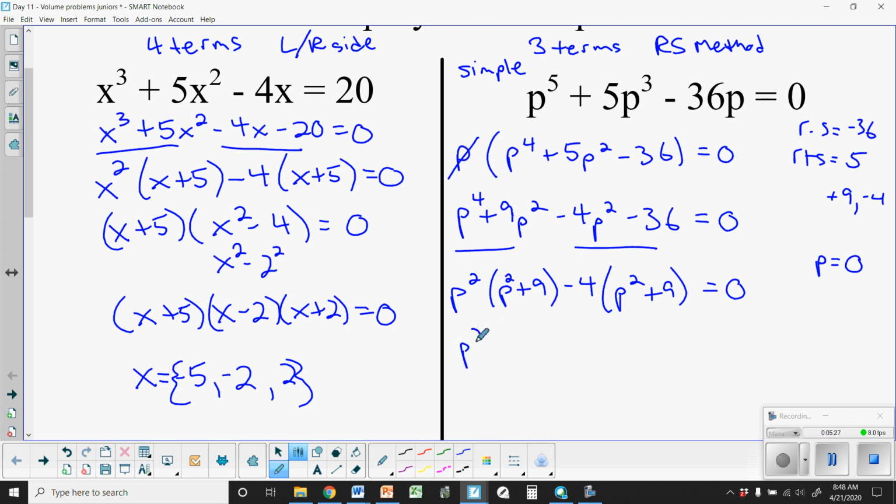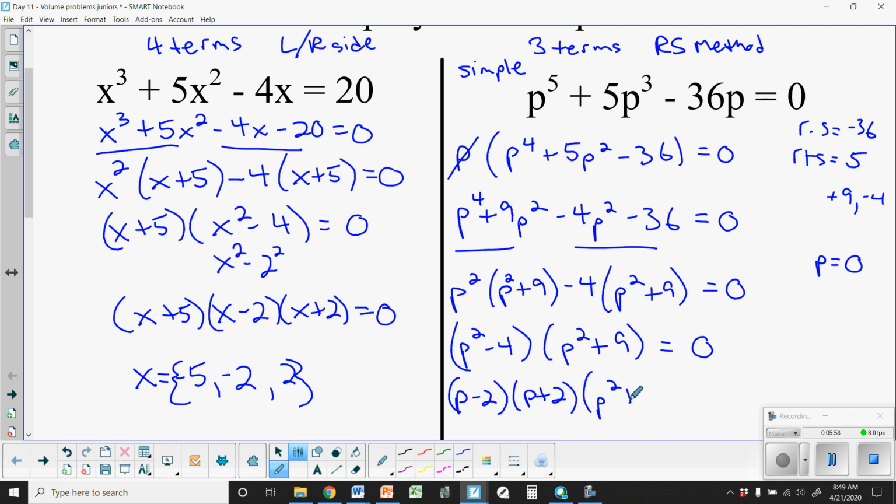All right, now we have p squared minus 4, p squared plus 9 equals 0. Notice variable squared minus 4, it's the same thing we had up here. How did we solve that? Well, we had a -2 and a 2 coming from that, because we're going to have p squared minus 2 squared, p minus 2, p plus 2. So p minus 2, p plus 2, because we just did that over here.